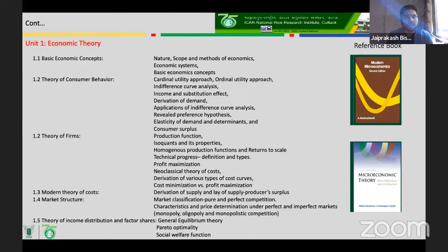Then coming to the theory of consumer behavior, here you should know how a consumer behaves when he interacts with the market forces of demand and supply, given constraints like income constraints, and his choices. The theory of consumer behavior consists of the cardinal utility approach, ordinal utility approach, indifference curve analysis, income and substitution effect, and derivation of demand, all of which I have listed here.